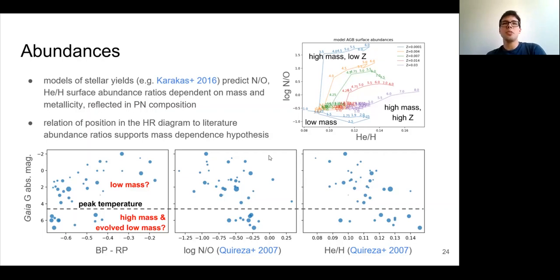This is to some extent borne out by literature abundances, but it's very difficult to draw a conclusion immediately, because the sample that we're looking at, of abundances in general, is far from uniform.